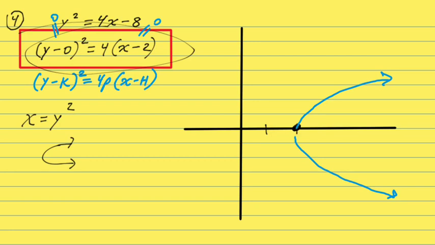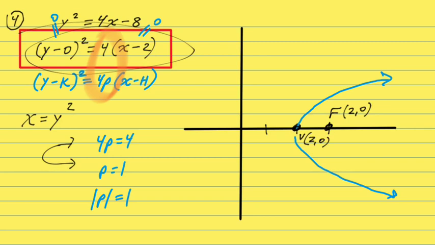If you look right here, what does 4p have to equal? 4p has to equal 4. What does that make p? Or the absolute value of p, because it's a length. It's 1. So I go 1 to the inside. That makes my focus. The focus now would be at that point, because my vertex is at 2, 0, so I think the focus would be at 3, 0.